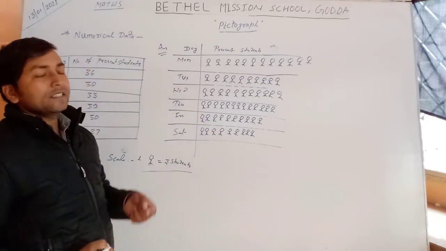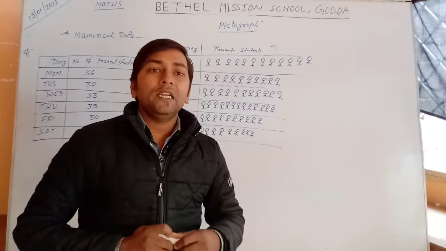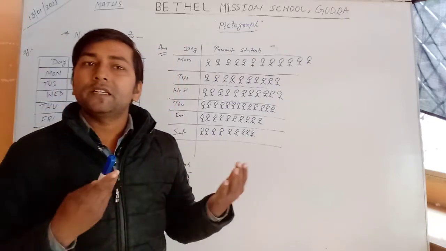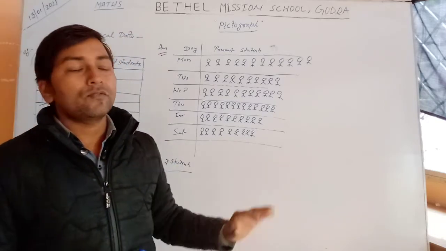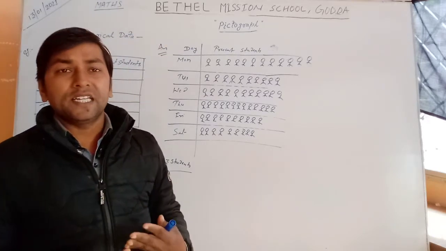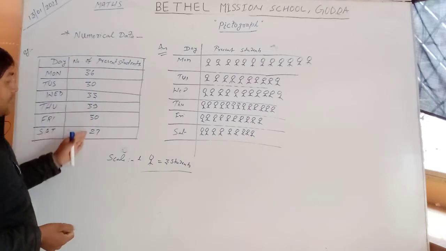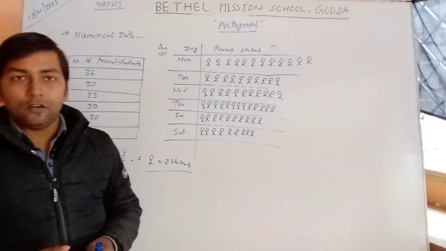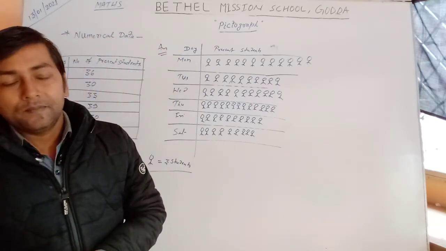Okay, this is known as the pictograph. When numerical data is represented by pictures, it is known as a pictograph. It is very simple. You only have to take a scale in which you can represent all the numerical data. Okay, I hope you got it. Now I take one more example.